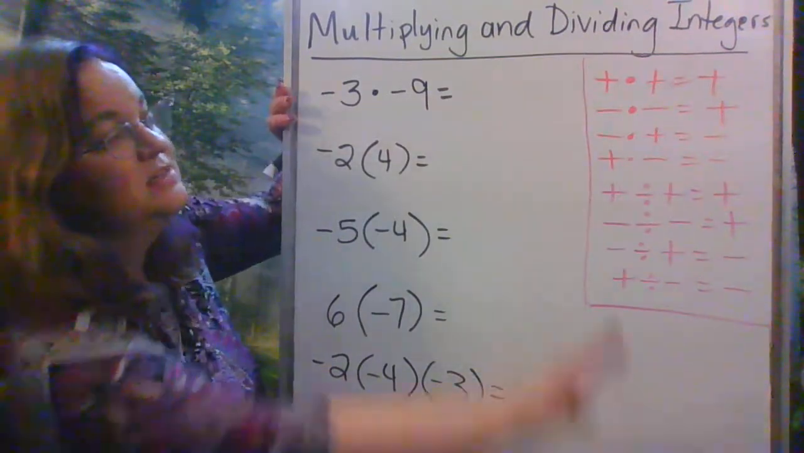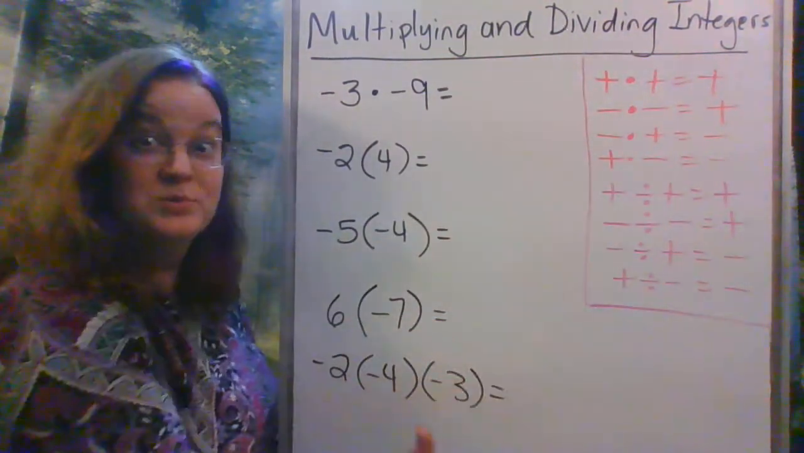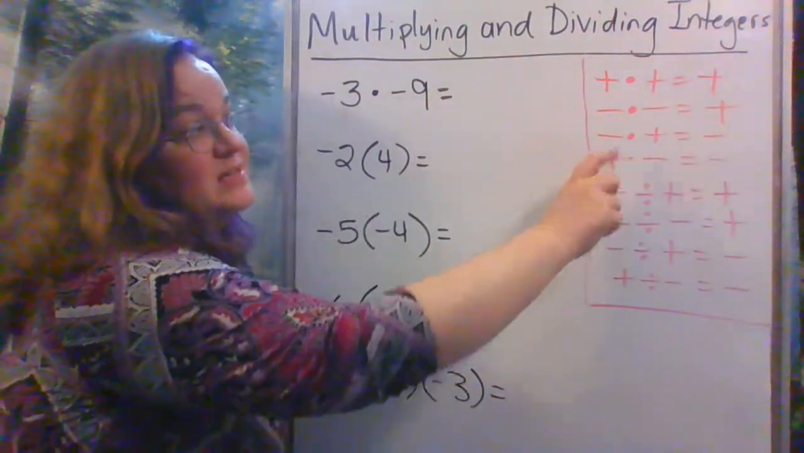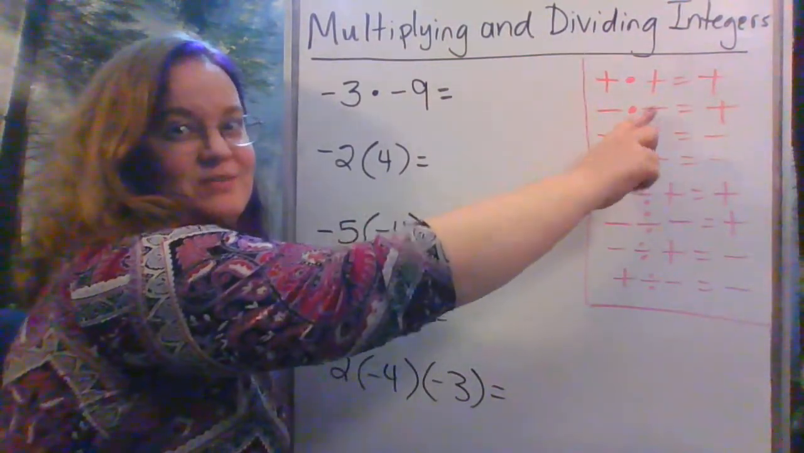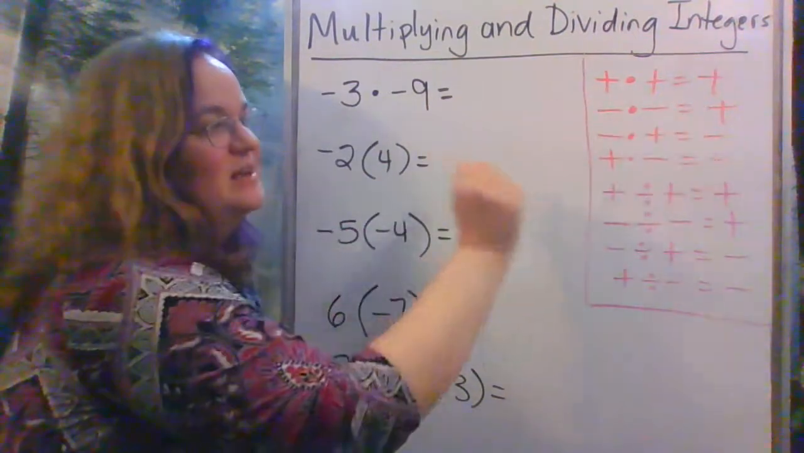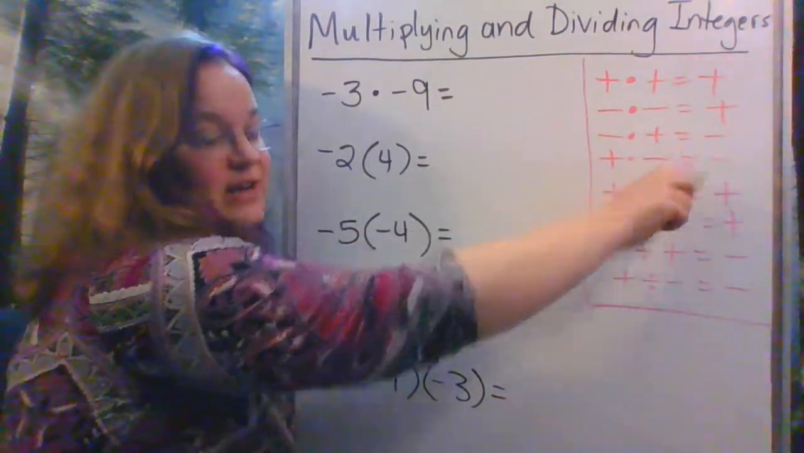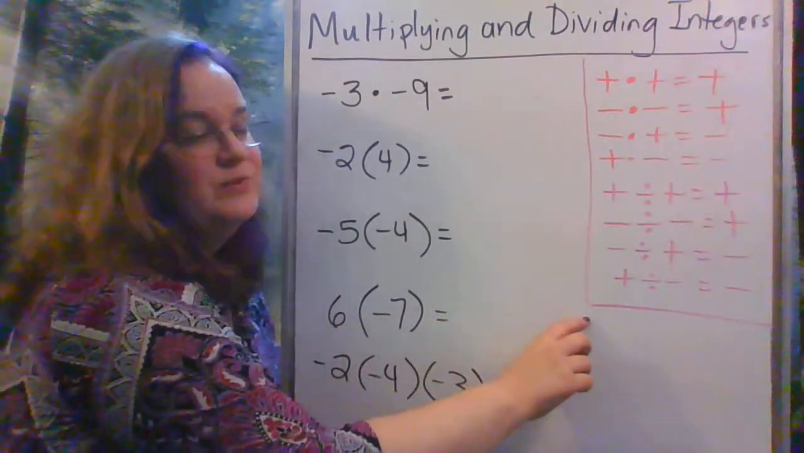So if we take a look, here is a breakdown of my rules and symbols. If I'm multiplying two positive numbers, the answer is positive. If I'm multiplying two negative numbers, those cancel and I get a positive. If I have one of each, so one negative and one positive, I get a negative. And the same rules work for division.